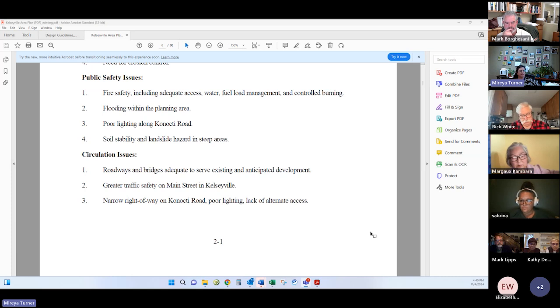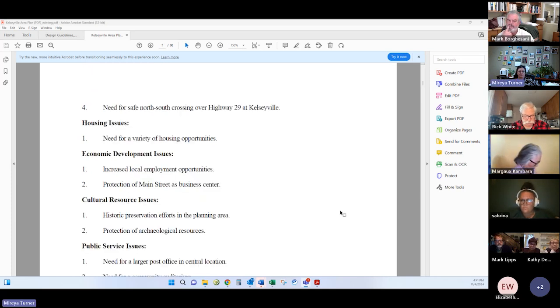Narrow right-of-way on Canocti Road. Again, poor lighting and lack of alternate access. Is that a priority or a main issue for the community? Sounds like Canocti Road was a real problem the last time we did this area plan. Brian Hansen talked about that. He couldn't be here today. He got called in, but I believe at the last meeting he talked quite a bit about that Canocti Road down to the schools. Yeah. Okay, good. We're going to keep it. I remember that. You're right. Yeah. What about the need for safe north-south crossing over Highway 29 in Kelseyville?